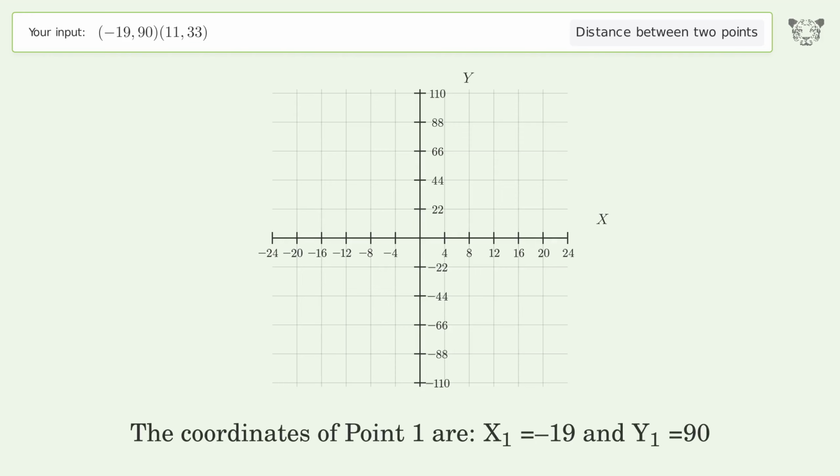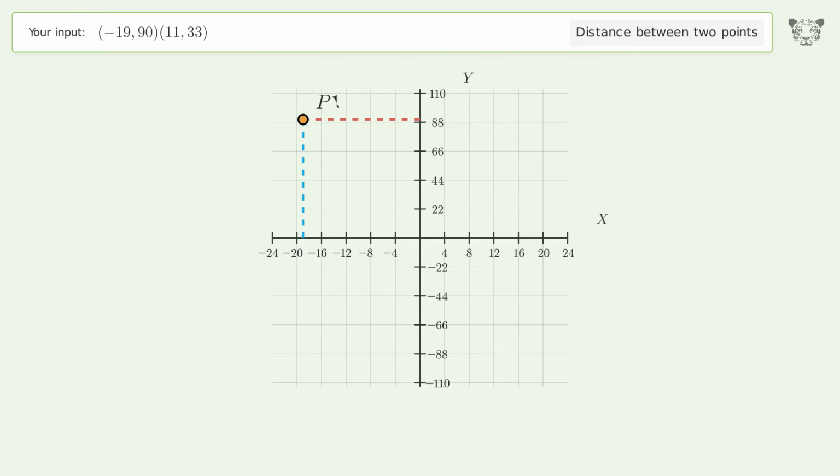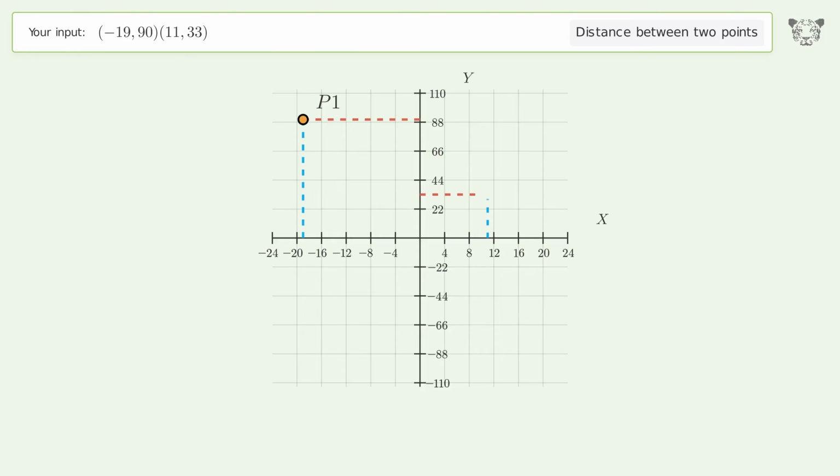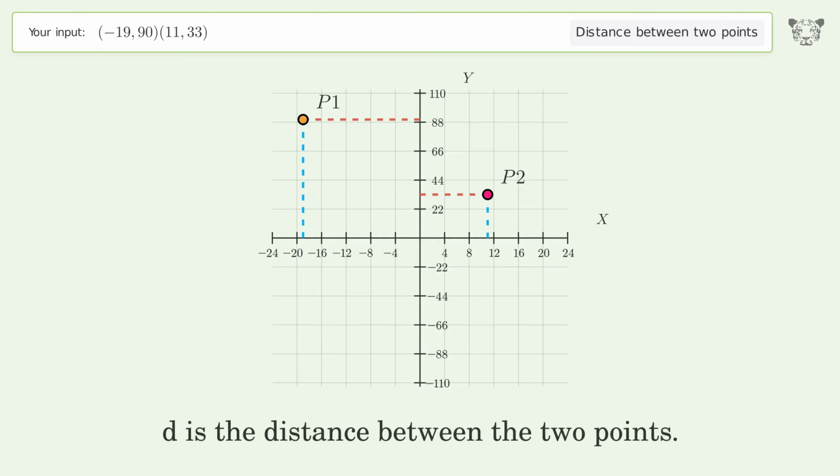The coordinates of point 1 are x1 equals -19 and y1 equals 90. The coordinates of point 2 are x2 equals 11 and y2 equals 33. D is the distance between the 2 points.